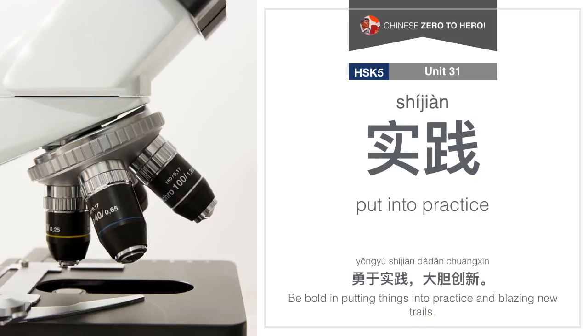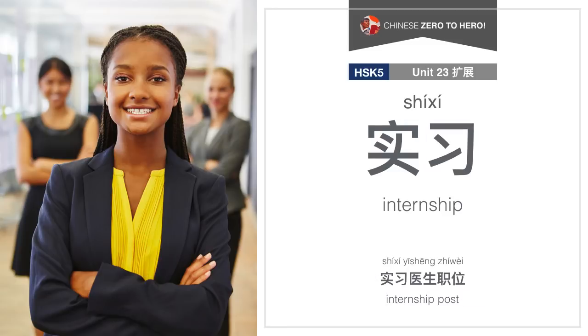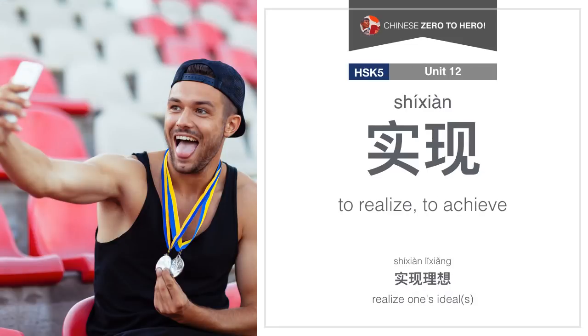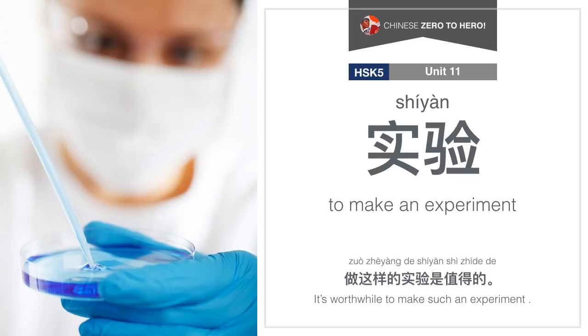In HSK 5, we also learn 实践 meaning to put into practice. 勇于实践, 大胆创新. Be bold in putting things into practice and blazing new trails. In HSK 5, we also learn 实习 meaning internship. 实习医生职位, internship post. In HSK 5, we also learn 实践 to realize, to achieve. 实现理想, realize one's ideals. In HSK 5, we also learn 实验 meaning to make an experiment.